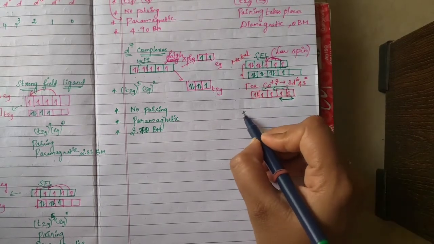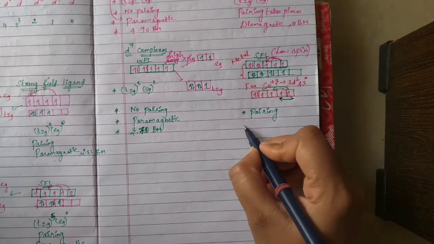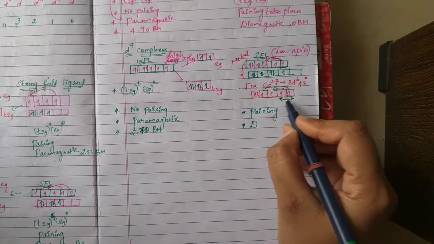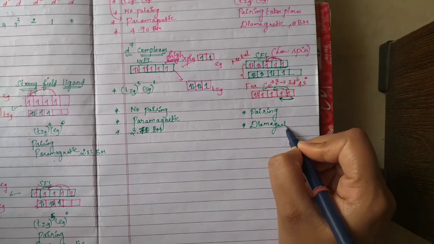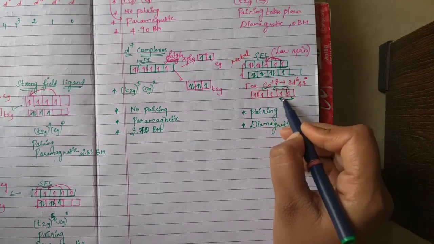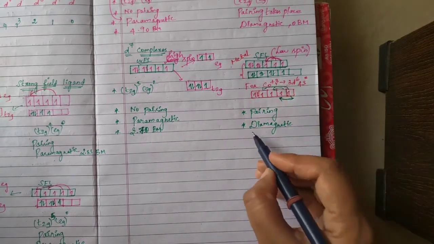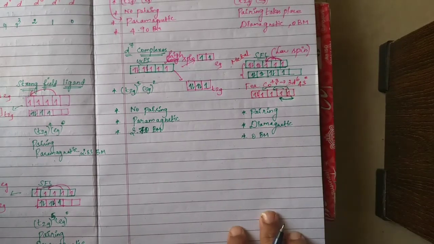So see, now pairing takes place. Pairing takes place, it leads to diamagnetic complex, because this electron will pair here, this electron will pair here, so two electrons, no unpaired electrons, diamagnetic, and value will be 0 Bohr magneton. Clear, students? So this is effect of ligands.